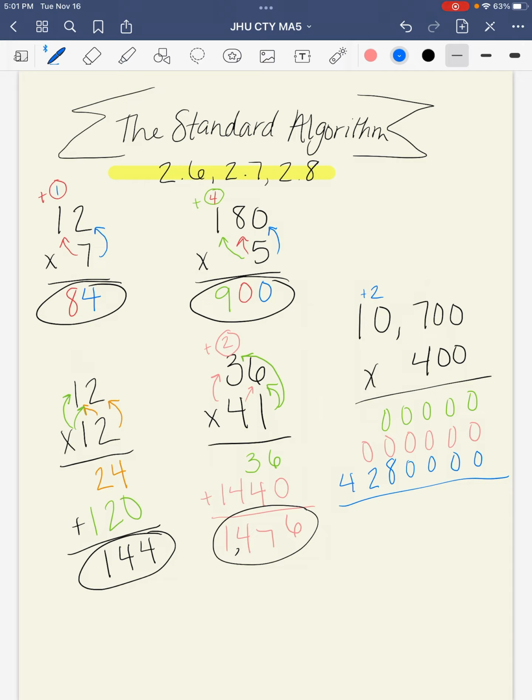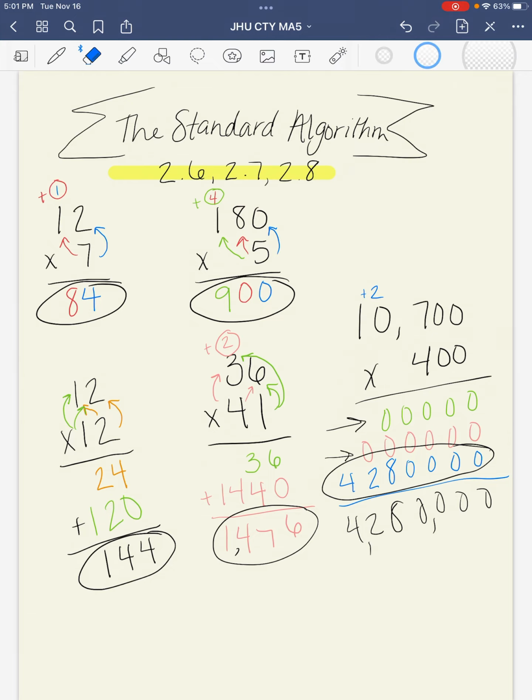Then I have to add all these. Does this seem pretty redundant though? I have all these zeros and I really don't need them. Because my answer, regardless of these zeros or these zeros, is still going to be this. Okay? Because when I add these, that's 0, that's 0, that's 0, that's 0, that's 8, that's 2, and that's 4. So 4,280,000.